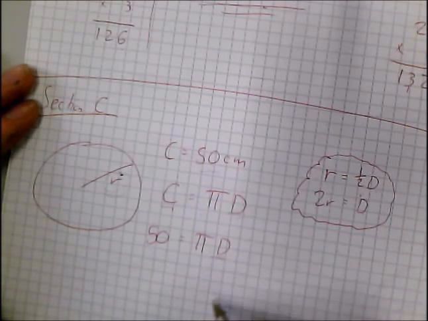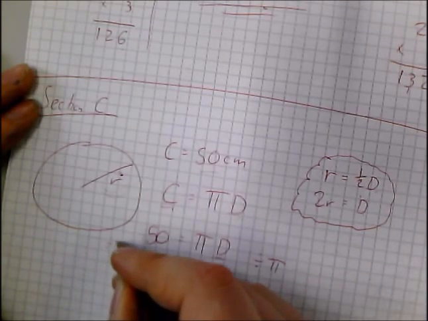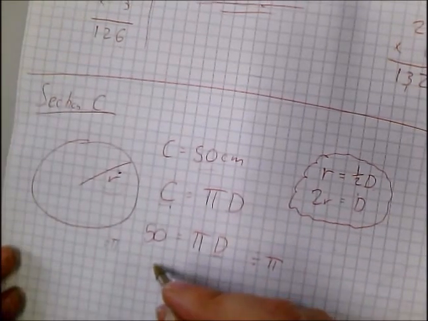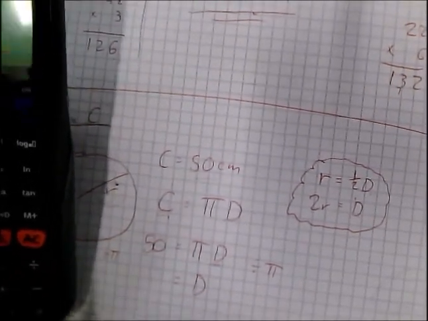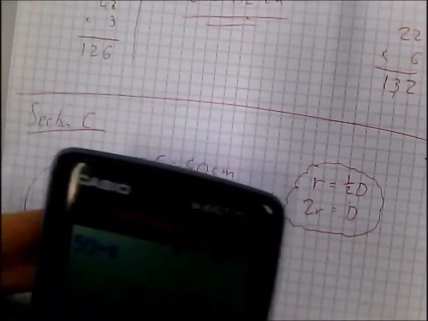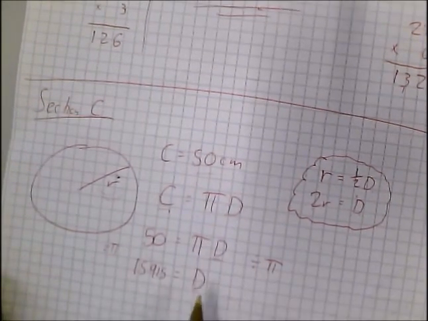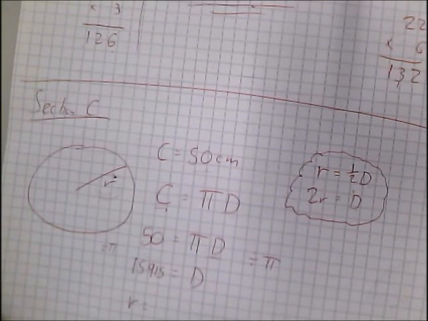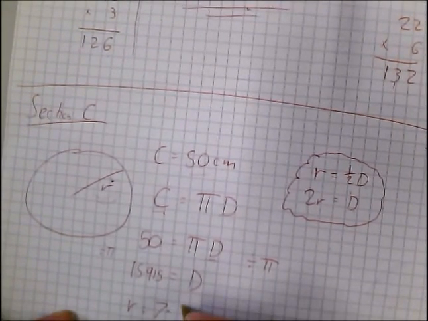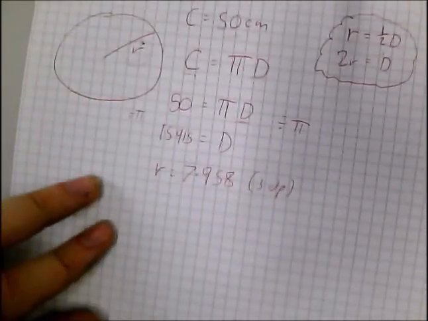Pi multiplied by something gives me 50. So to get d by itself, I want to divide both sides by pi. This will leave me with the diameter. So 50 divided by pi is 15.915. But we want the radius, so we just want to halve our answer here. We divide that by 2, so the radius is 7.958 to 3 decimal places.